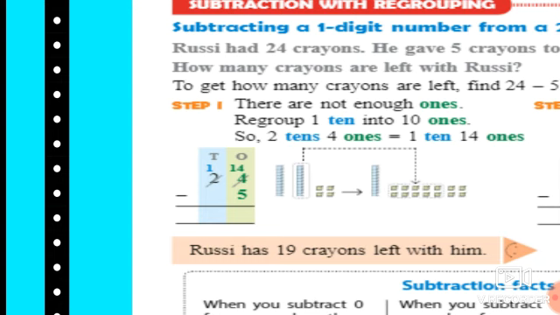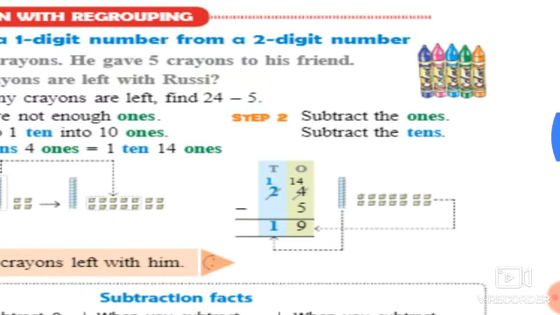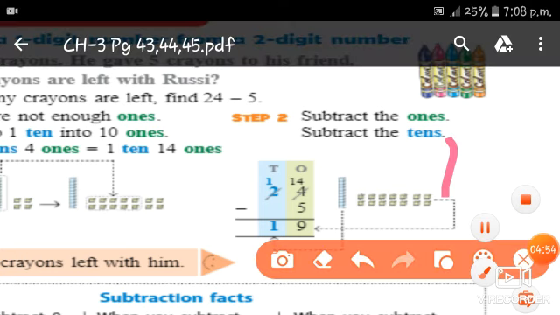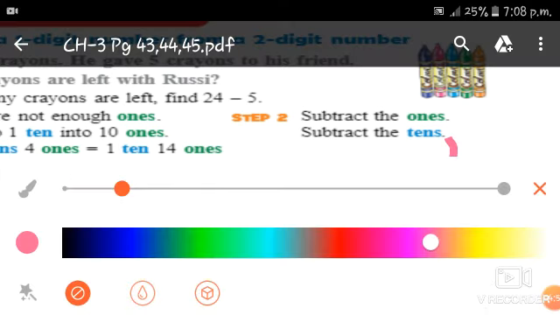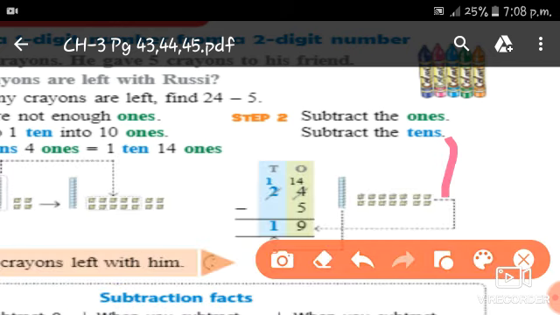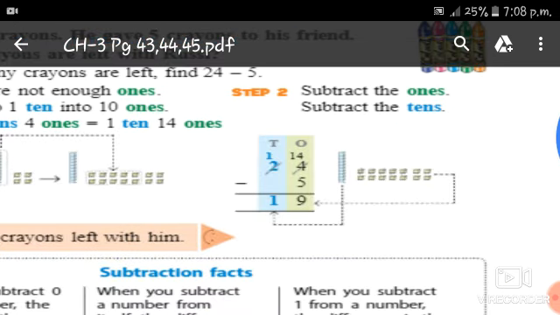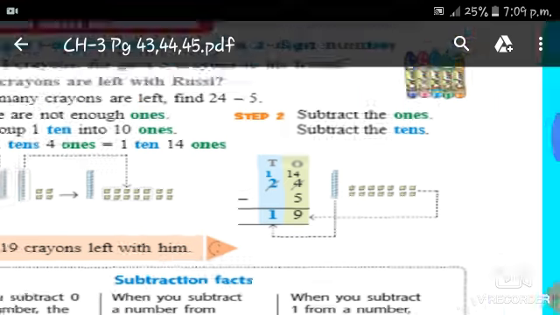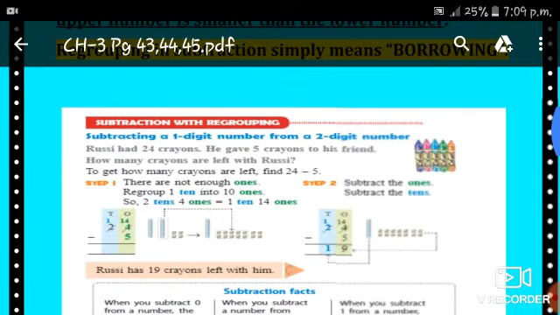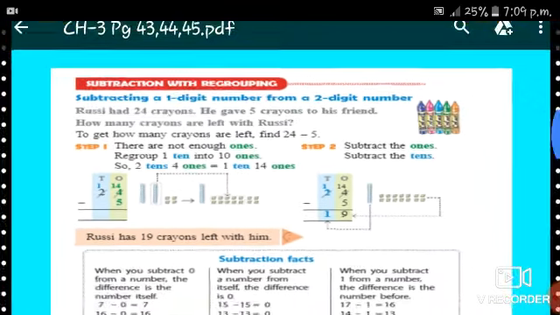Now 14 minus 5. See in step 2, students. 14 minus 5 is 9. And 1 will come as it is, students. So 19 is the difference. It means 19 crayons are left with Rusi.